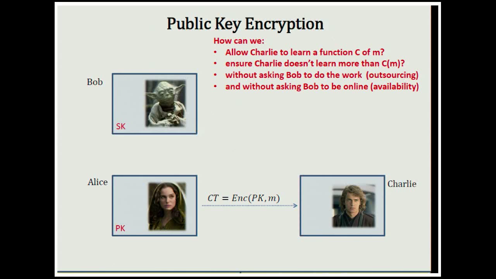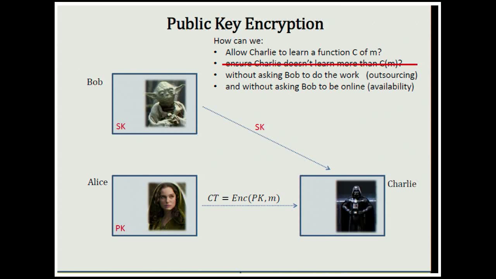At the same time, we would like to make sure that Bob does as little work as possible, and he can go offline. So let's look at some of the trivial solutions that you can think of. You can say, why not just ask Bob to send the secret key to Charlie? Of course, this has an immediate problem, because now Charlie can decrypt and learn everything about the message and not just the output of the function. On the other side, you can say, well, why not ask Alice to send the ciphertext to Bob? Bob can now decrypt, compute the function of the message, and send the result to Charlie. Of course, this requires Bob to do the computation, and that requires Bob to stay online at all times.